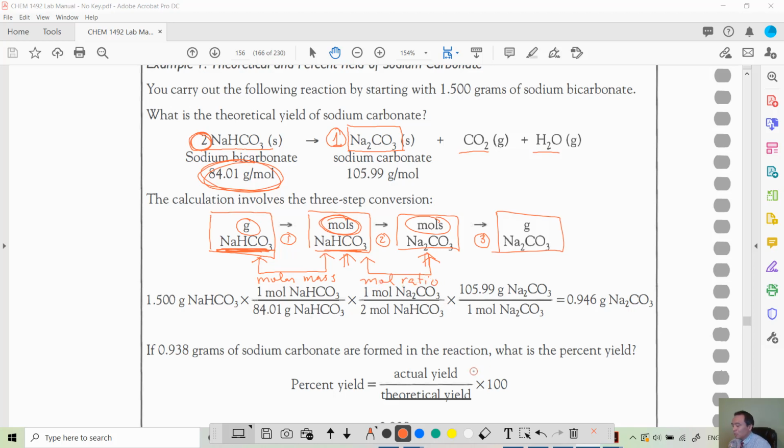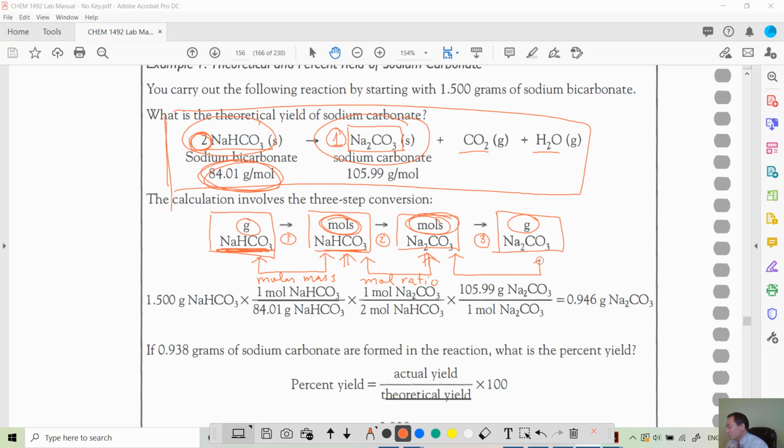How do you get this ratio? You get this from the balanced chemical reaction as listed over here. As we clearly indicated, it's 2 moles of sodium bicarbonate versus 1 mole of sodium carbonate. The last step, we are converting these moles of sodium carbonate back to grams of sodium carbonate. And for this last step, step 3, the relationship is moles versus grams. That's also called molar mass.